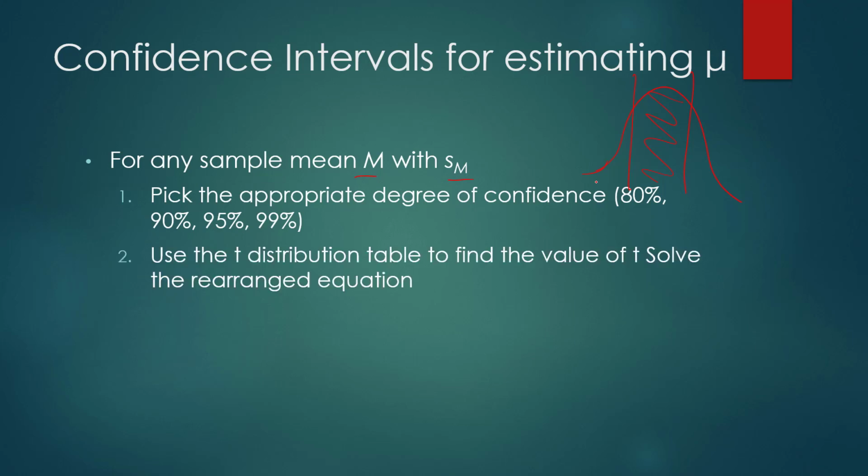Once we pick that confidence interval, our appropriate degree of confidence, we then use the t distribution table to find the value of t, and then we solve the rearranged equation. And this is that rearranged equation.